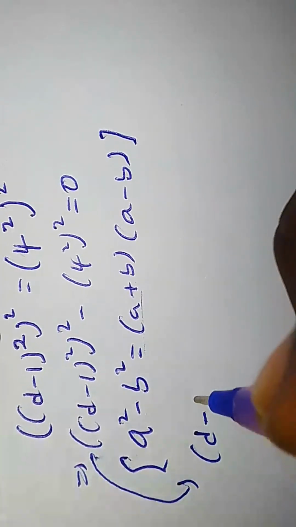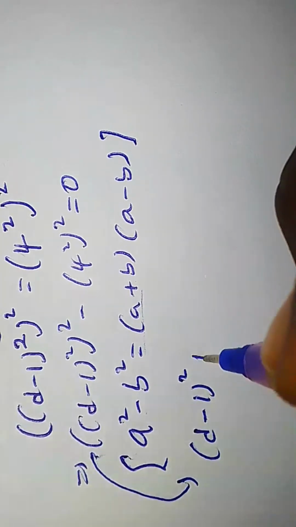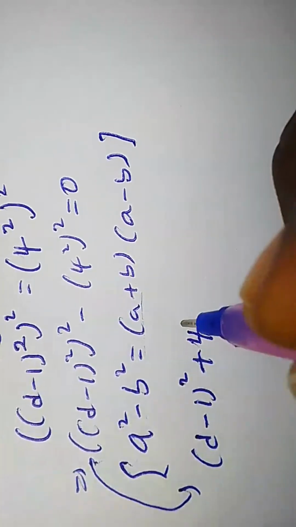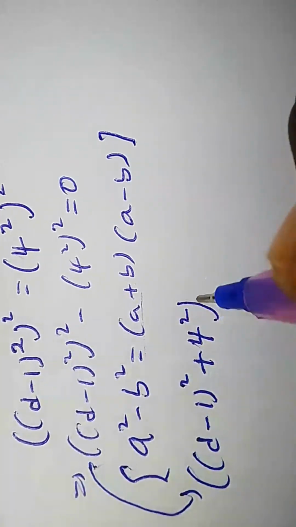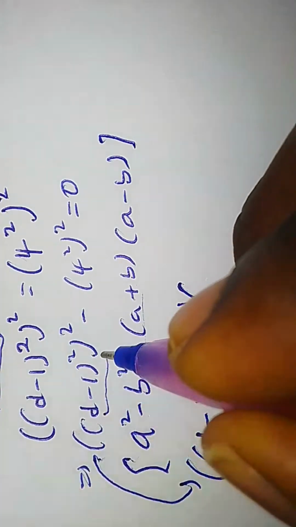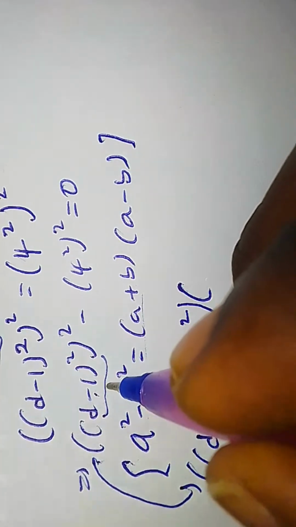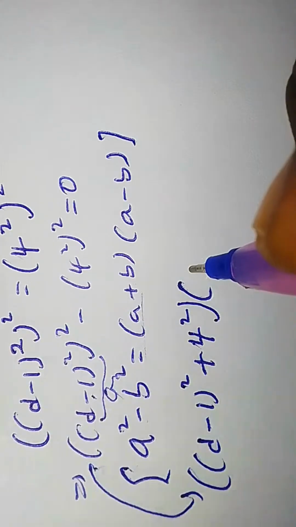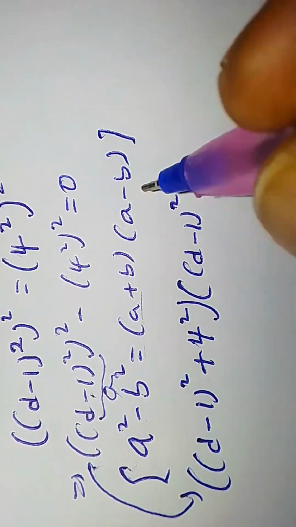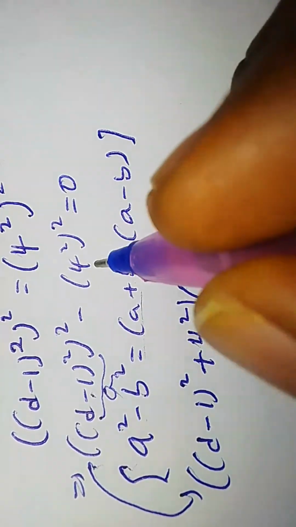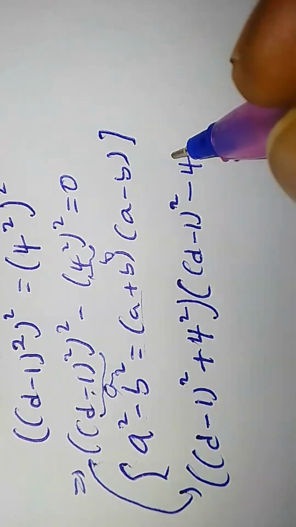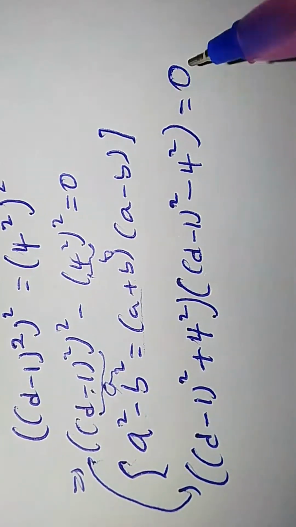Doing that, we are going to have (d - 1)^2 plus, what is b? b is 4^2, so we put that in brackets, times a now. a is (d - 1)^2. So we have (d - 1)^2 minus, what is b? b is simply 4^2. So we have 4^2, everything equal to 0.